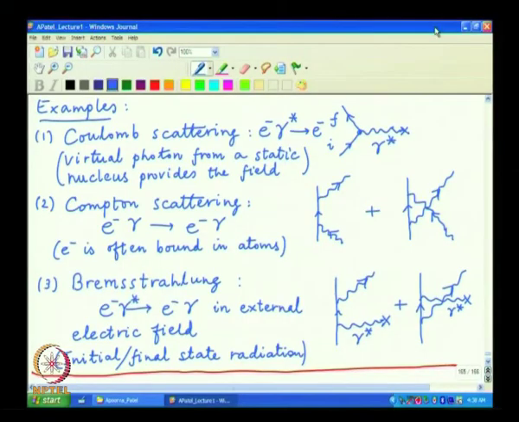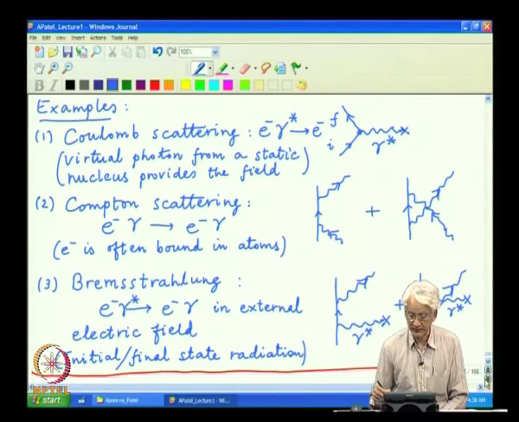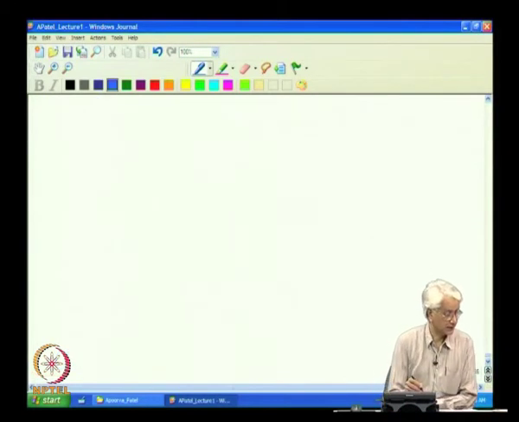Towards the end of the previous lecture, I described some examples of simple QED processes which can be calculated in the leading order using tree level diagrams, and I will continue down that list, adding some more well known processes which can be calculated in a straightforward manner. So, I described Coulomb scattering, Compton scattering and Bremsstrahlung. Let us go further.